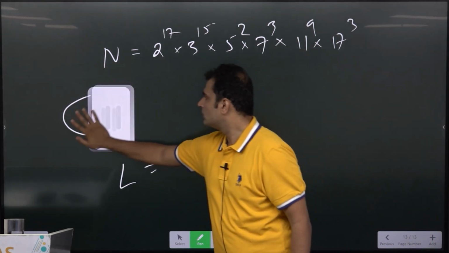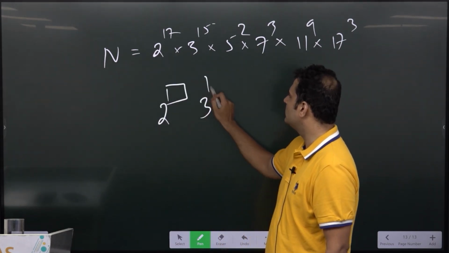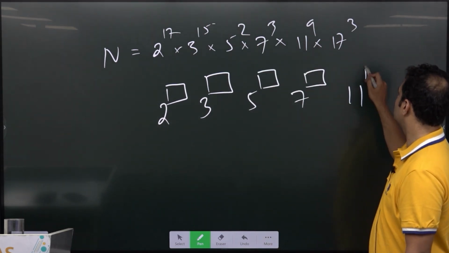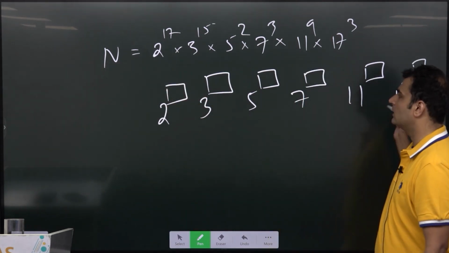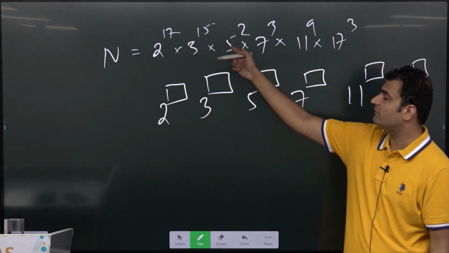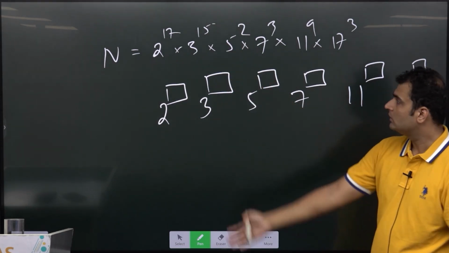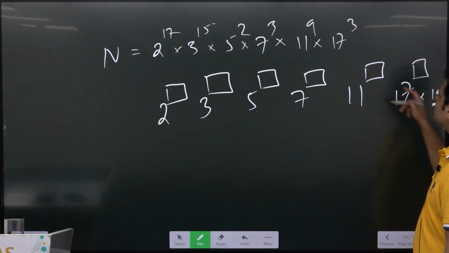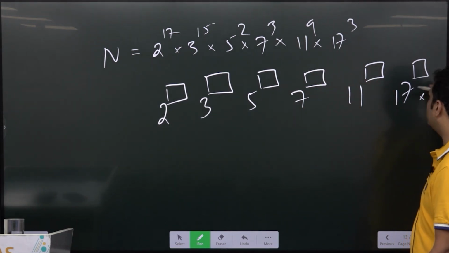So in other words, any factor of this number n will look something like this: 2 to the power something, 3 to the power something, 5 to the power something, 7 to the power something, 11 to the power something and 17 to the power something. Every factor will look like this. Any number that has another prime number cannot be its factor, because n does not have it, so what will it give to the smaller one? If it has something like 19 too, then this number cannot be a factor of this n.